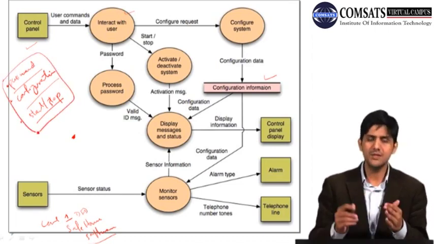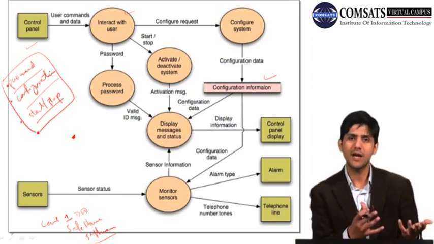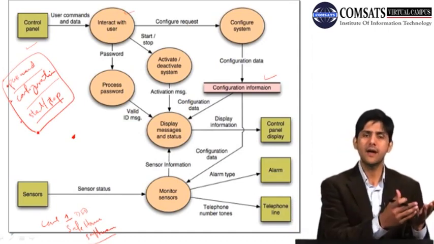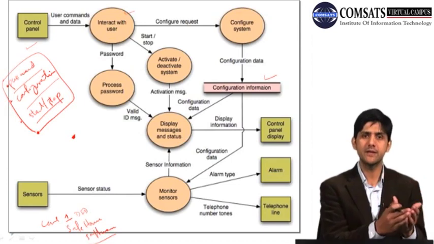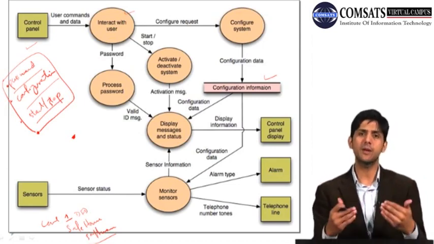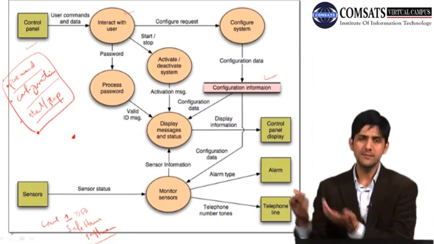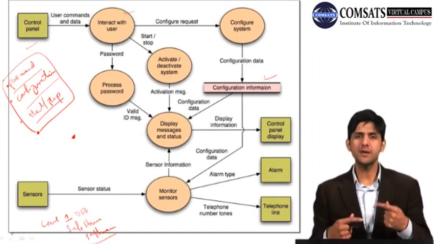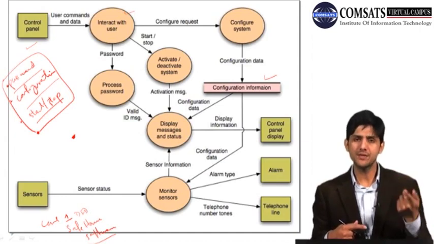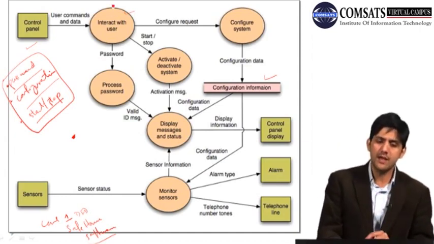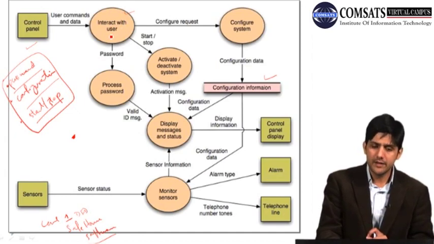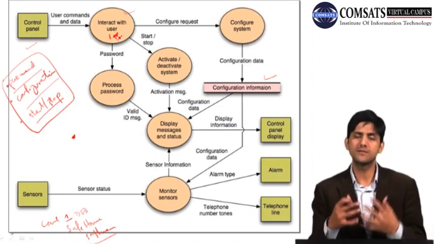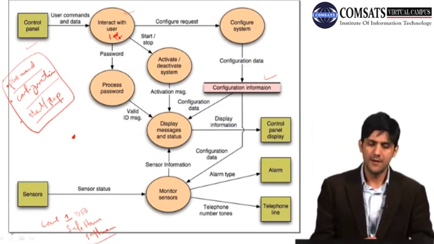So we know that the user is interacting with the system. We already know that because we identified one of the external entities, which is the control panel, and through the control panel the user is sending different kinds of commands and data to my software. But the next thing I do is try to identify what are the possible kinds of inputs that the user is sending to my system. So I make a process and I name it interact with the user. And I number this process 1. I say that this is process 1 of the system, which is interact with the user.